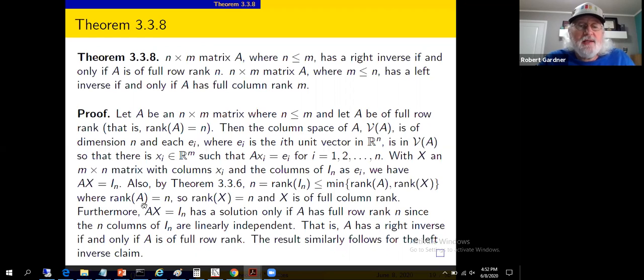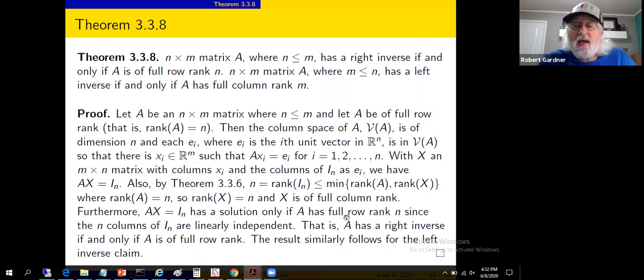Let's see, we're still under the hypotheses that rank of A equals n. With rank of A equal to n, then as we argued above, the rank of X has to be n as well. And so X has to be full column rank as well. All right, now we want to establish the relationship AX equals I sub n implies A is full row rank. Okay, if AX equals I sub n, treating X as an unknown matrix, AX equals I sub n has a solution X.